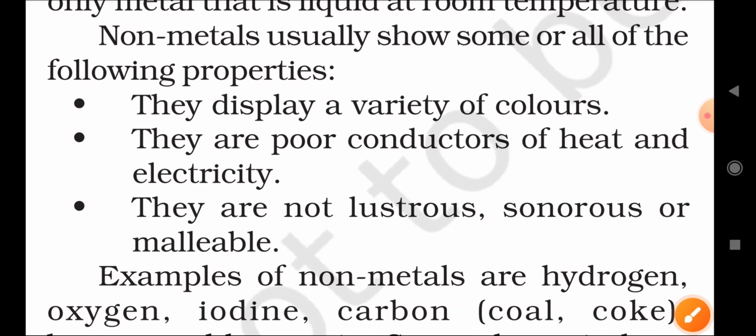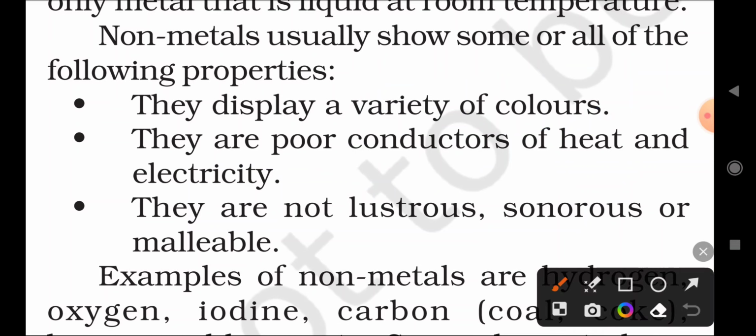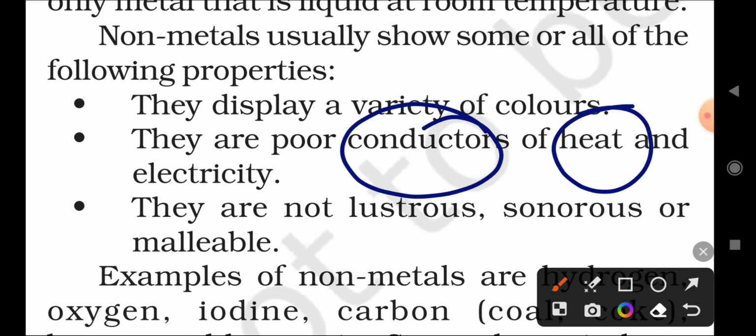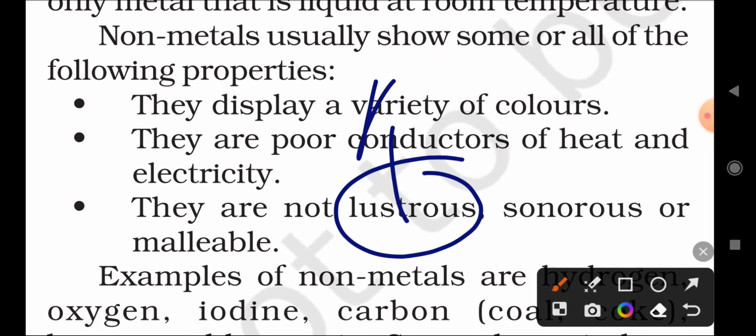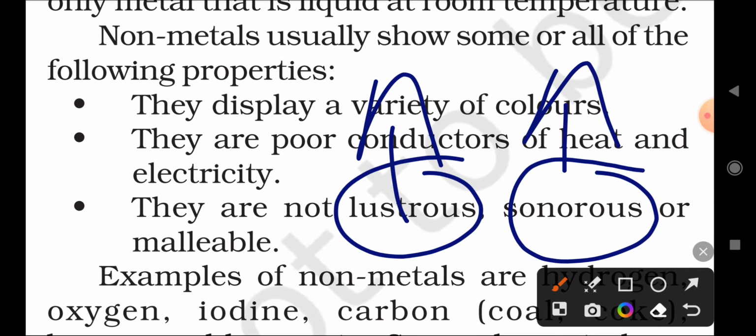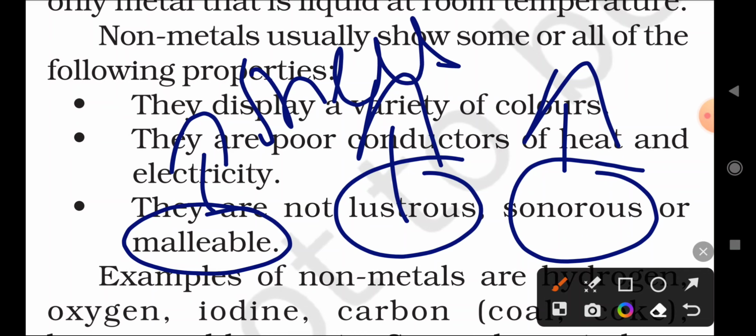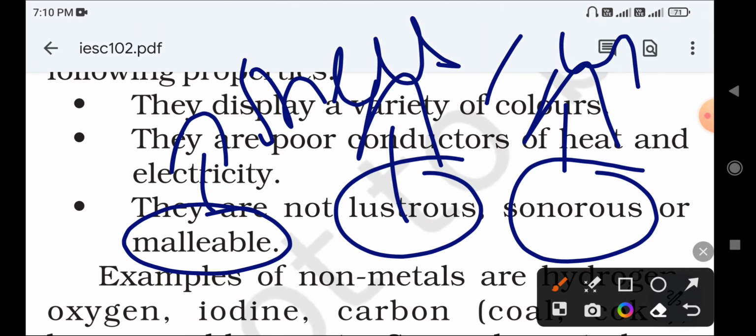Remember that metals are good conductors of heat and electricity, and non-metals are poor conductors of heat and electricity, meaning they will not conduct electricity or heat. Non-metals are not lustrous, meaning they are not shining, and they do not produce any sound effect when we hit them. They do not have the malleable property, meaning they cannot be converted into sheets, nor the ductility property, meaning they cannot be drawn into wires.